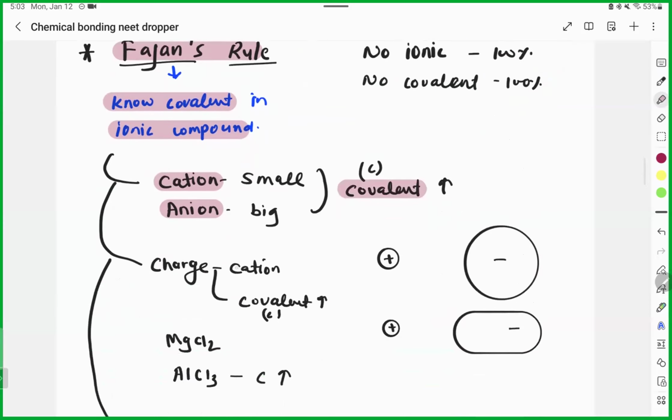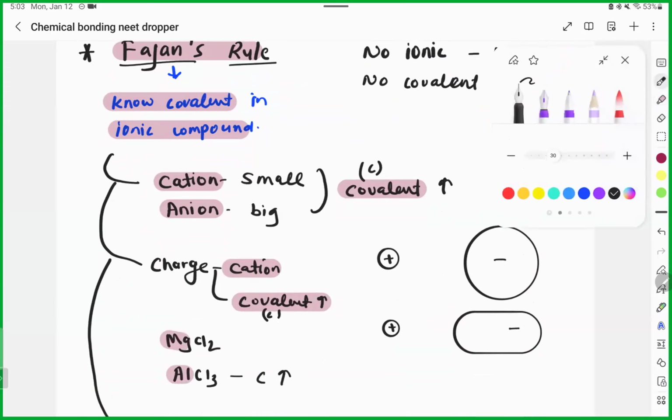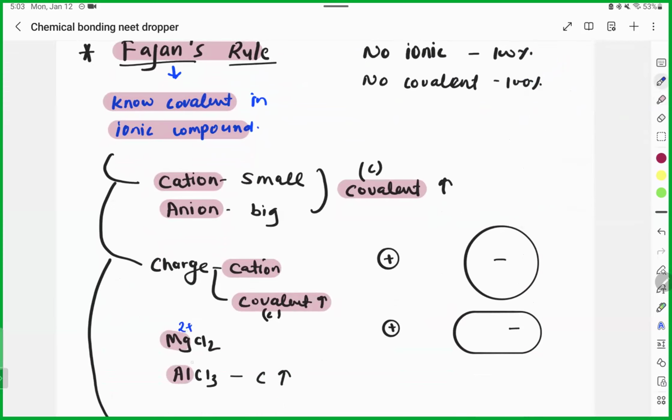How? If you increase the charge on the cation, smaller size, covalent character will be more. Example, if you take Mg2+ and Al3+, if you increase charge, this is 2 positive, this is 3 positive. If you increase charge from magnesium to aluminium, then covalent character will also increase. That is the simplest one. In case of cation, if you increase charge, covalent character increases. As simple as that. Done.